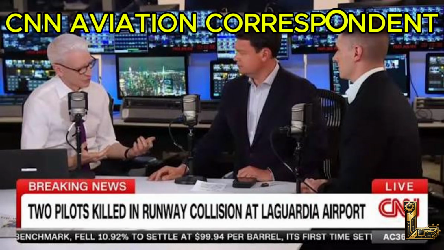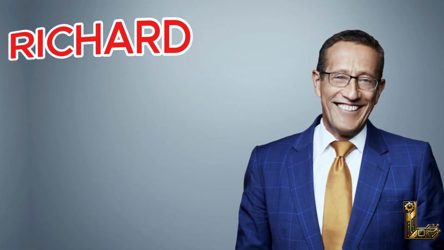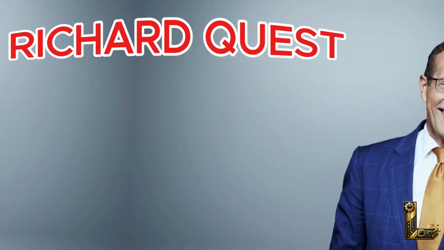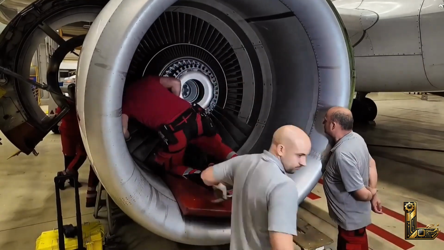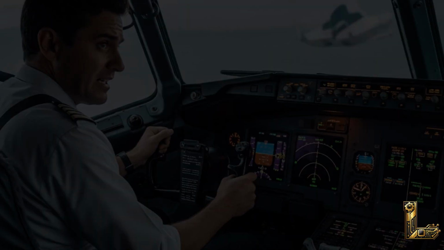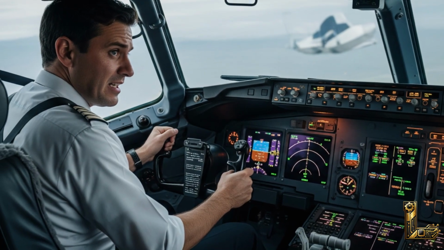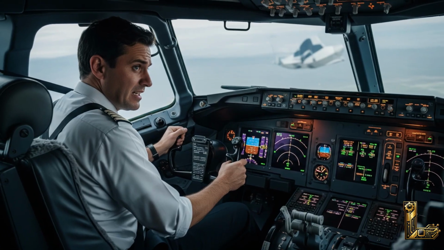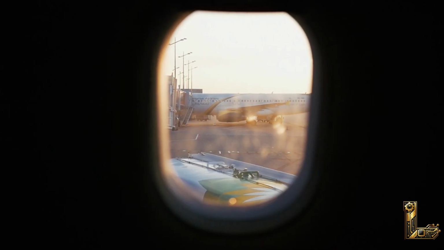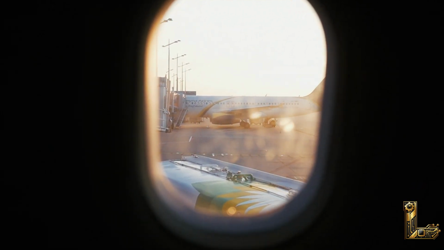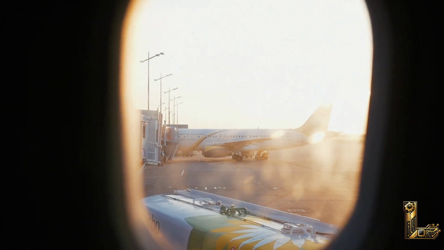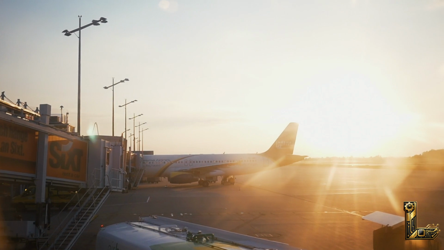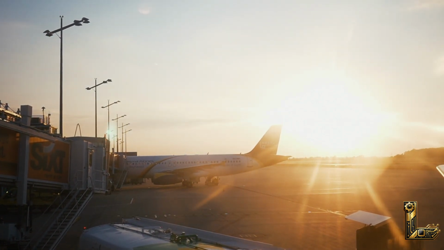CNN aviation correspondent Richard Quest, in a 2021 segment on aircraft safety systems, explained that in a fly-by-wire aircraft, the actuator is essentially the muscle of the aircraft. Without it, the pilot has the brain and the intention, but zero physical ability to move the plane. The tiny actuator may be hidden deep inside the control system, but its role is pivotal. One small failure, and the aircraft becomes a machine in chaos.